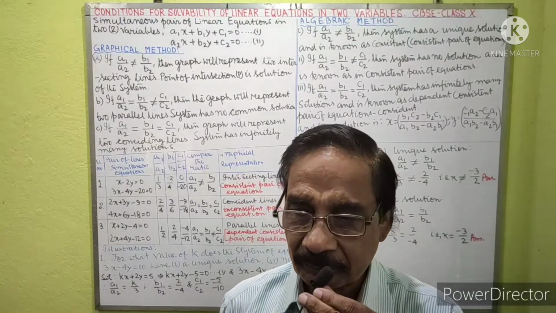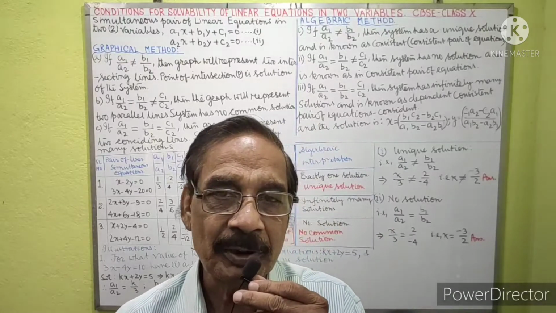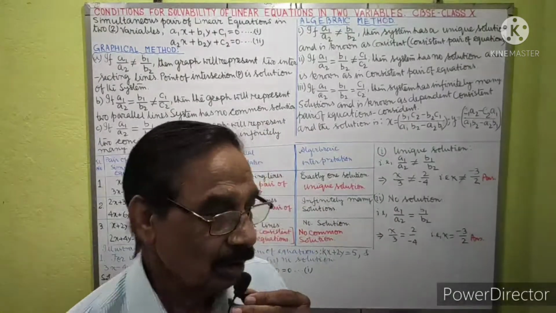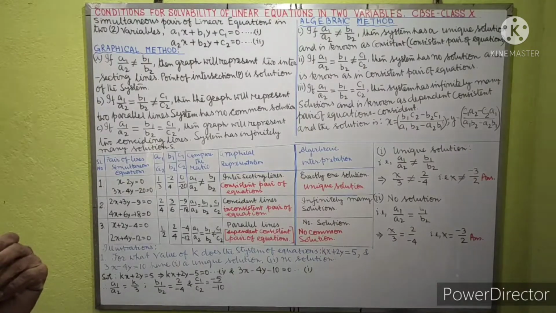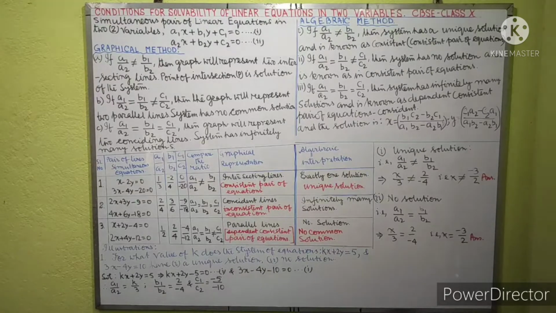We are studying CBSE, and now the conditions for solvability of linear equations in two variables. Actually, this type of linear equations is known as simultaneous equations. It has two variables, like x and y.